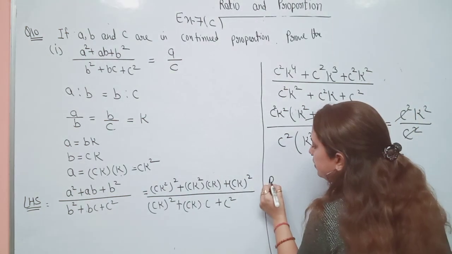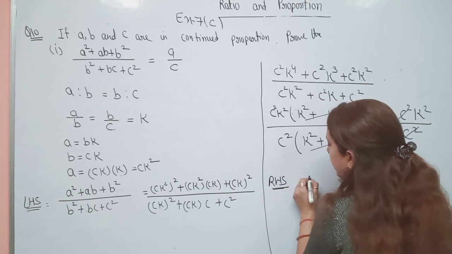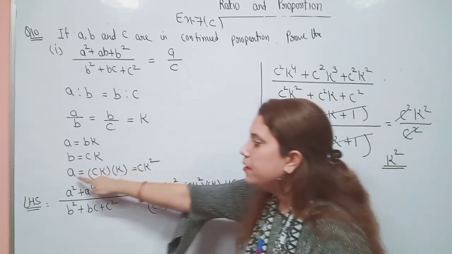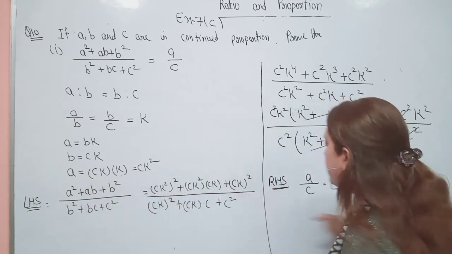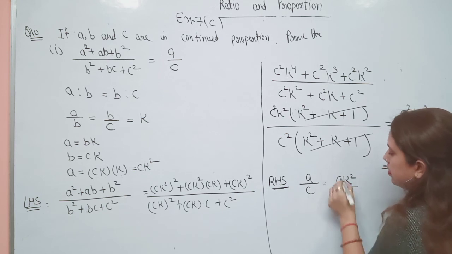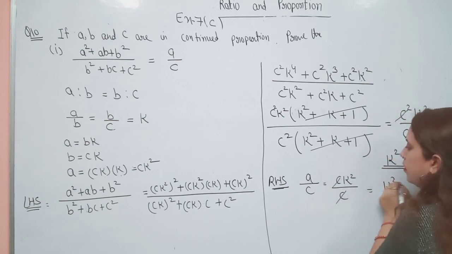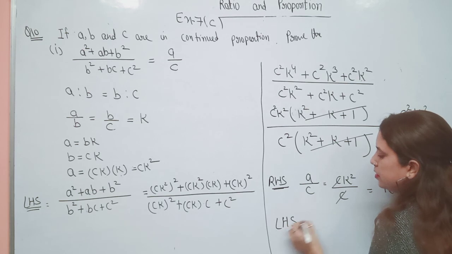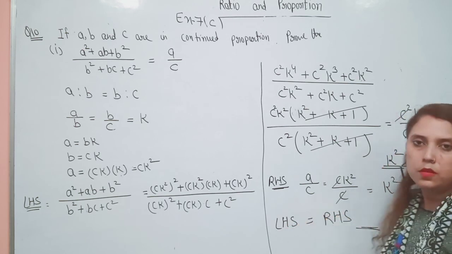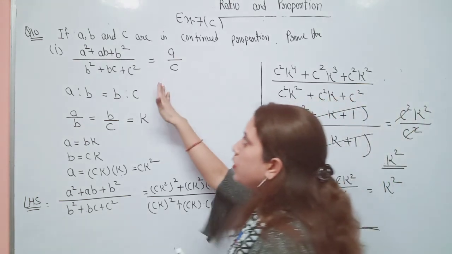Right hand side is A upon C. What is the value of A? Value of A is CK square. CK square upon C, C cancel. K square. Left hand side is equal to right hand side. Hence proved. Okay beta.